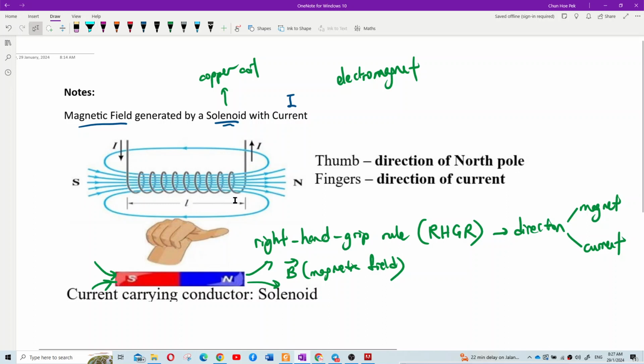Now, how to determine the direction of the magnet? If you have current flowing through, we use the right hand grip rule. Understand? So for the right hand grip, take out your right hand, class. I want you to take out your right hand. The thumb shows the north pole. The fingers show the direction of the current.